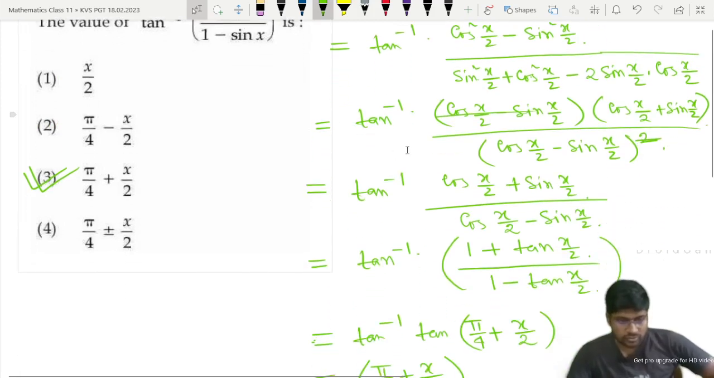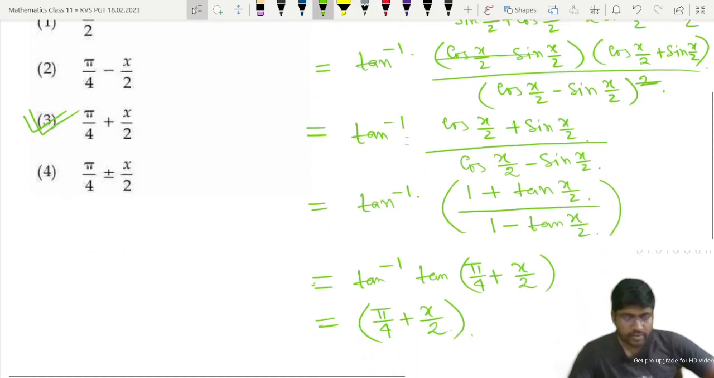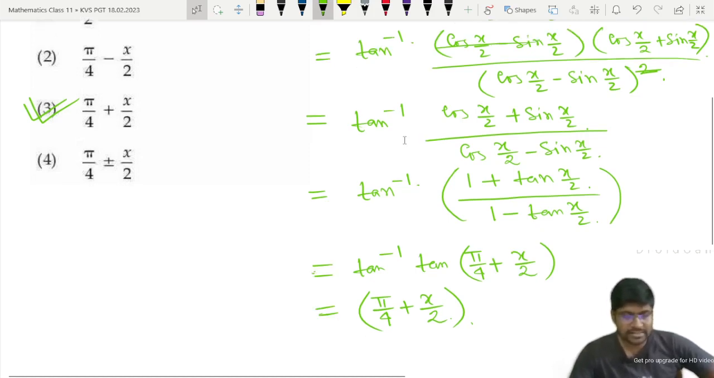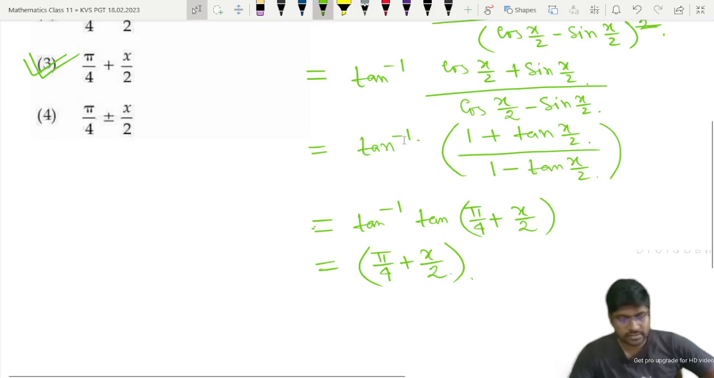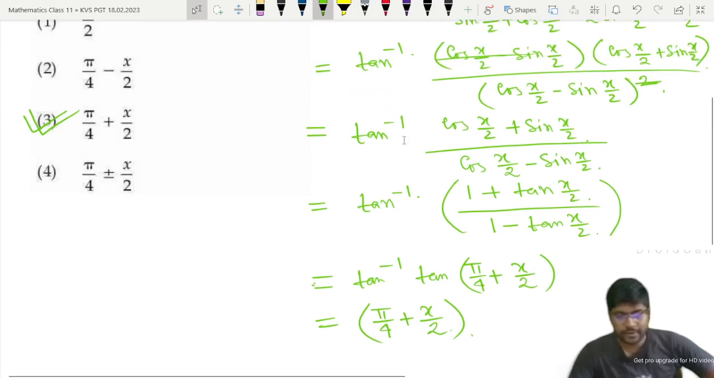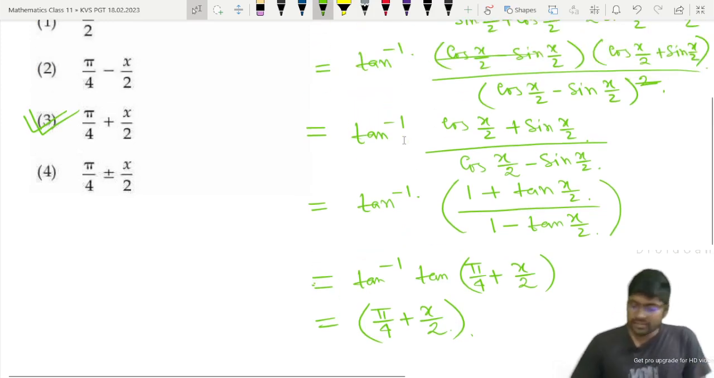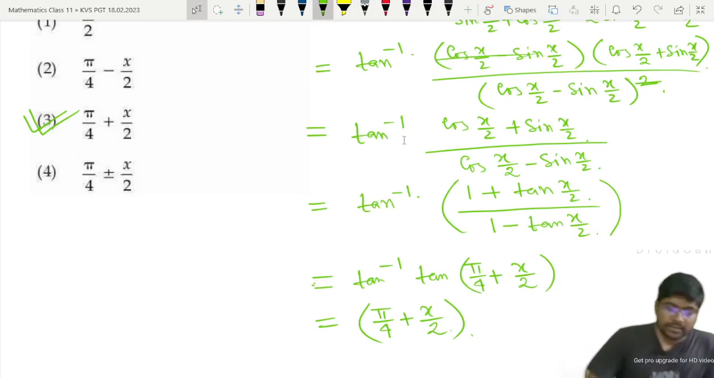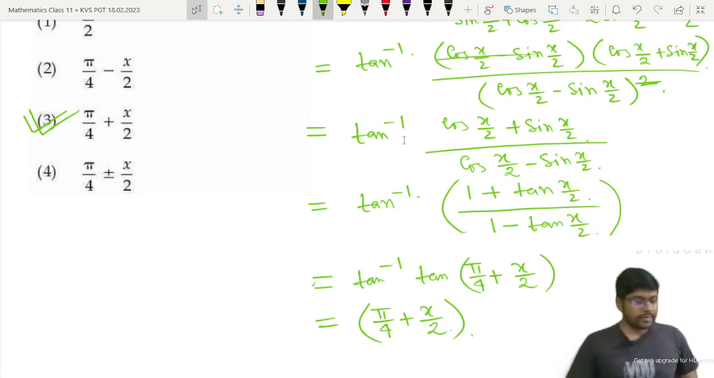So today we have discussed 10 questions from KVS PGT Mathematics paper. Now the next day again we will discuss the next 10 questions from the same paper, and in this way in a few videos we will complete the total KVS PGT Mathematics paper.